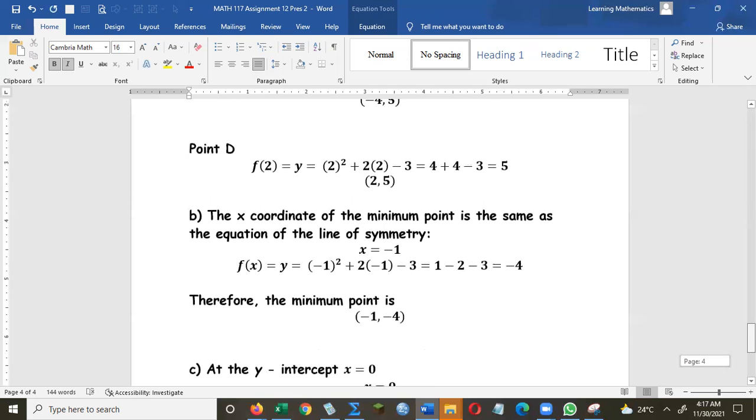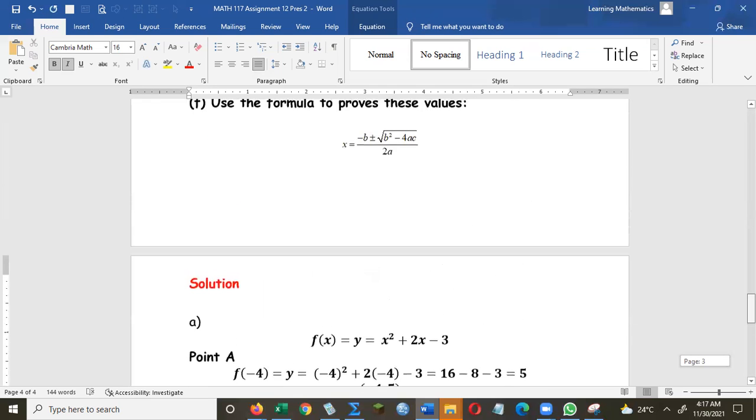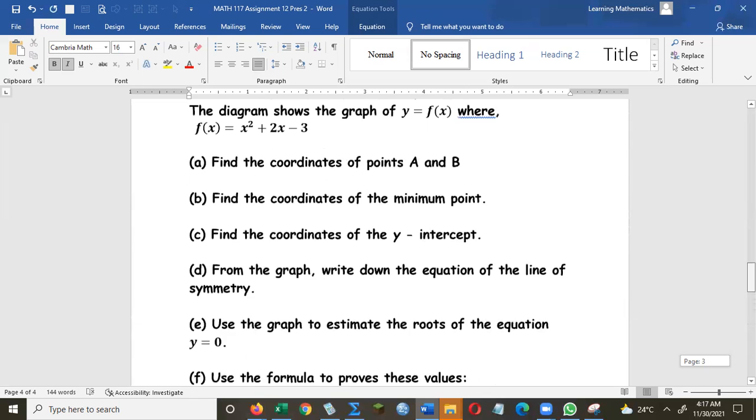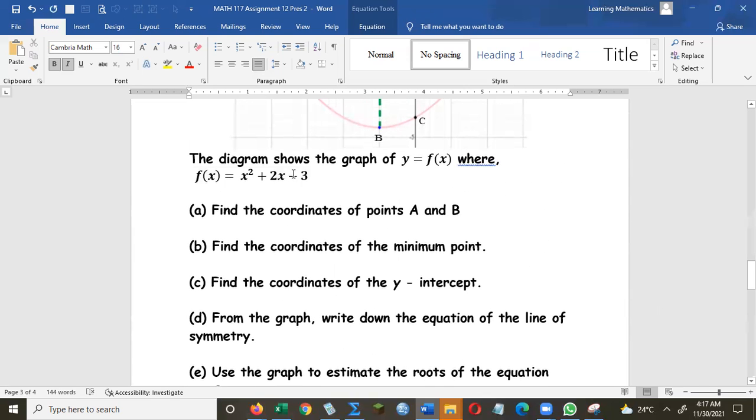Or you can just look at the function, here it is, and see a is 1. Bear in mind a is always in front of the x, and if you don't see a number, there's an invisible 1 there. b is 2 and c is -3. So therefore the last number in the function is the y-intercept.